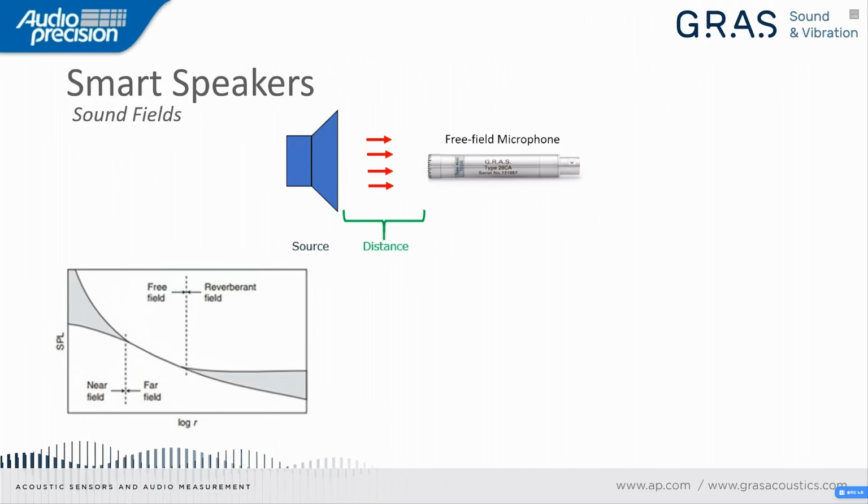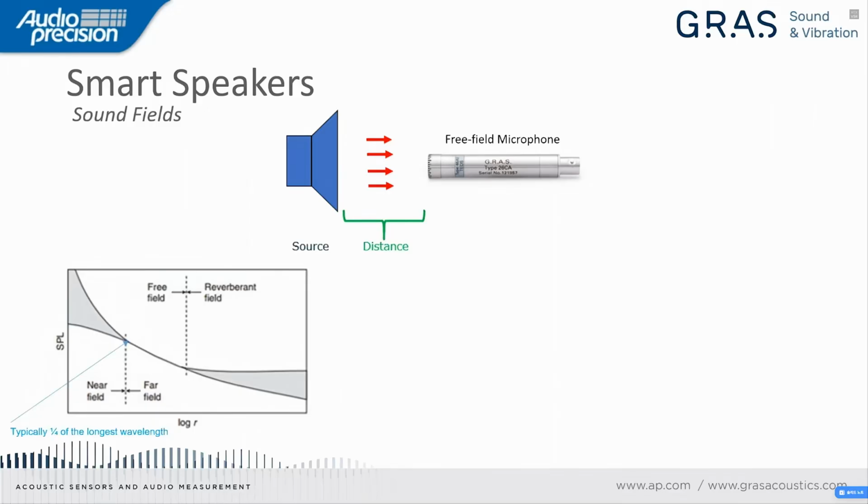If you do it inside a room, then at a certain distance from the source, you will be too close to a wall, and then you will have reflections from the wall. It's also called the reverberant field, where everything actually starts to grow again, so that you will not see the sound pressure level decreasing each time you move your microphone, but it will more or less be the same.